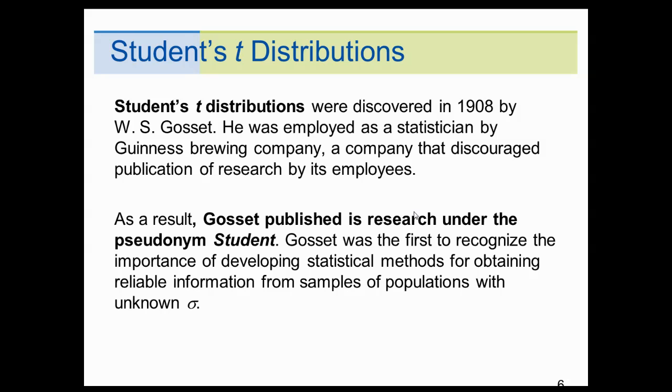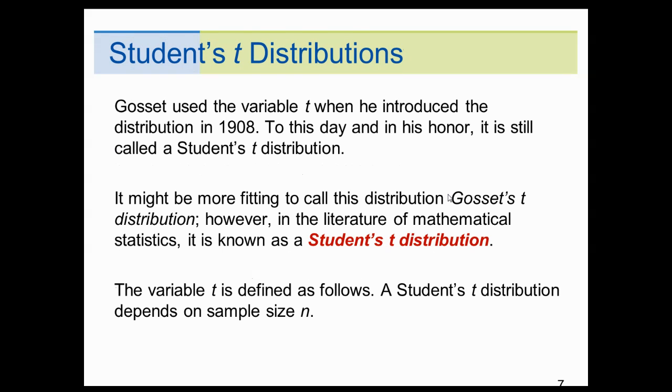The guy's name was Gossett, but he went under the pseudonym. He published under the name Student, so don't get that confused. He wasn't a student. That's just the name he used to publish his work, so the brewing company wouldn't find out about what he did. Gossett used the variable t when he introduced the distribution back in 1908. To this day, it's still called the student's t distribution. It might be more fitting to call this distribution Gossett t distribution. However, in mathematical statistics, it's known as the student's t distribution.